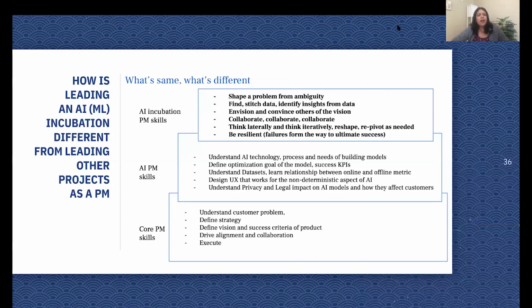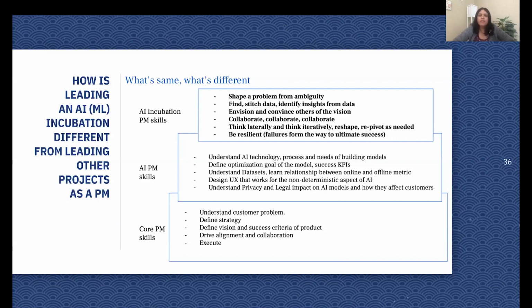And finally, how is leading an AI ML incubation different from leading any other projects? At the foundation, you have the core PM skills. You can't do without those. Standard core PM skills: understanding customer problems, strategy, vision, success criteria, drive alignment and collaboration, execute. The next layer, AI PM skills: understand AI, technology, process, needs of building models, define the optimization goal, understand data sets, UX, understand privacy and legal implications, do all of that. That's super important.